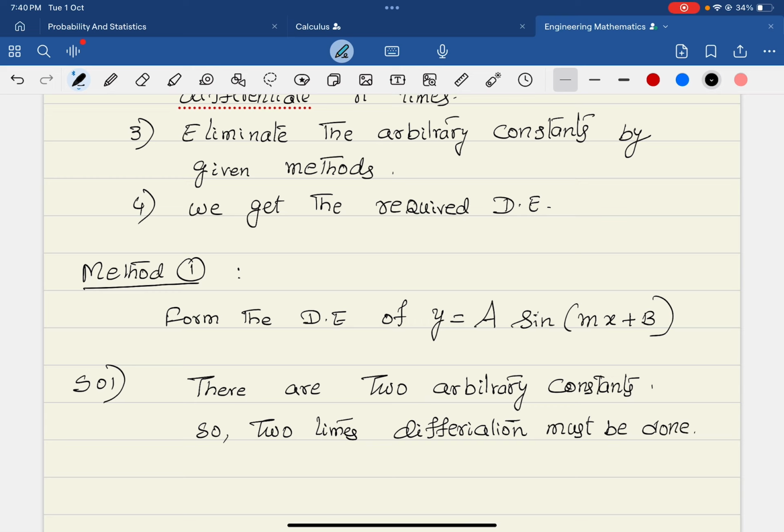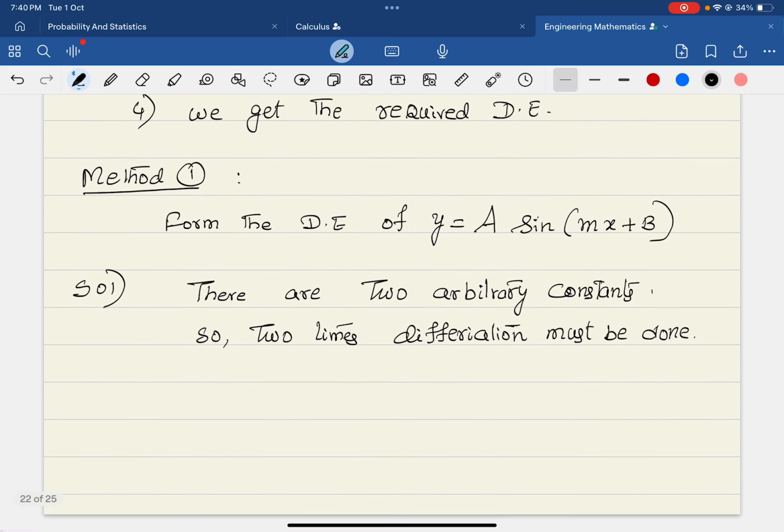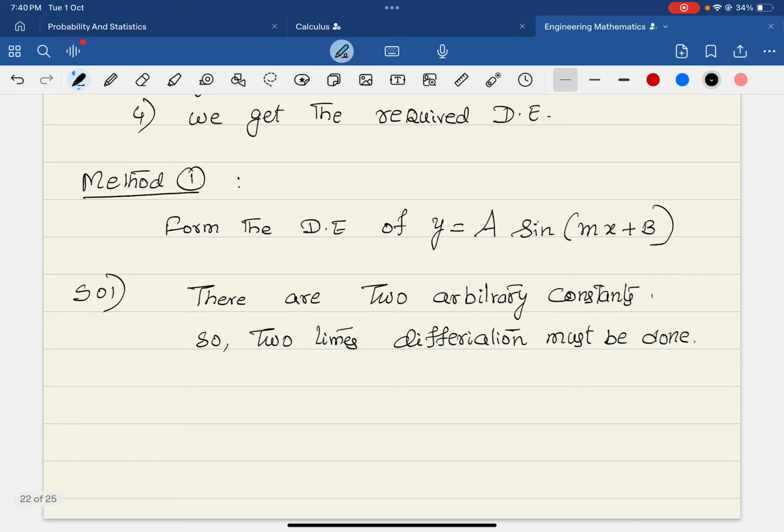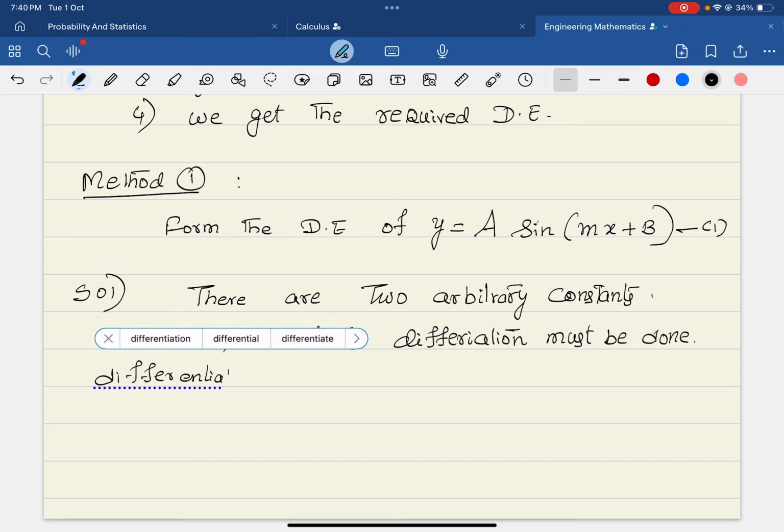Two times differentiation must be done. Okay, so for this, now how to solve this? So you call this equation as 1. Now differentiating equation 1 with respect to x.